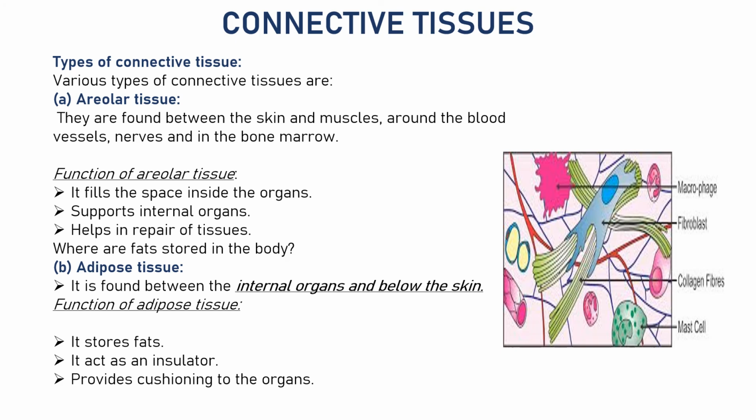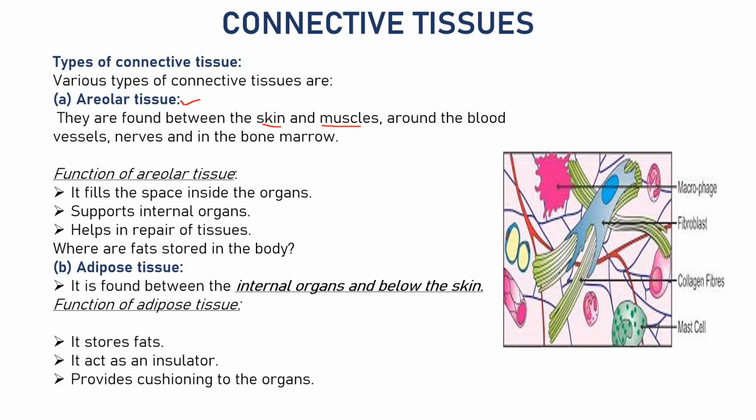Now, other types of connective tissues are areolar connective tissue, right? Areolar connective tissue is found between the skin and the muscles. Have you ever tried to pull your skin? You will find that yes, you can pull your skin. So why can you pull the skin? It is due to the presence of areolar tissues, right?